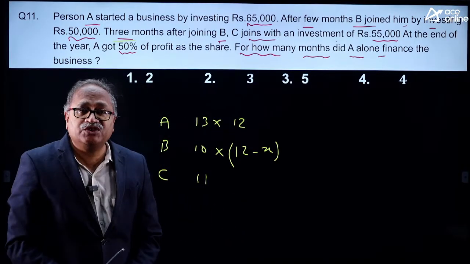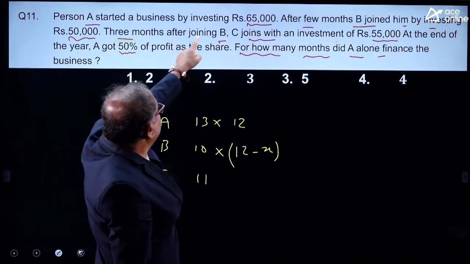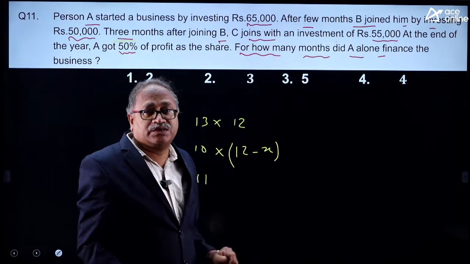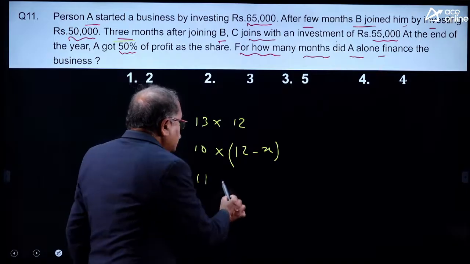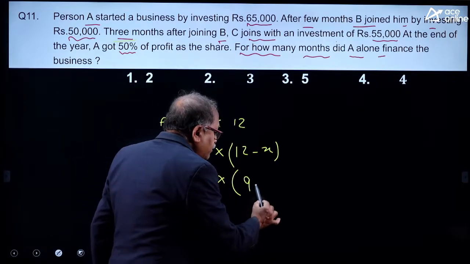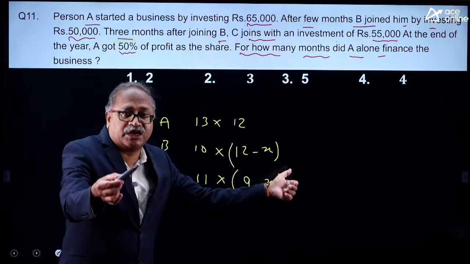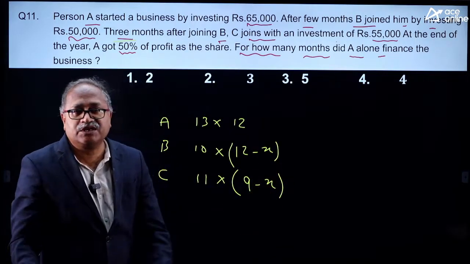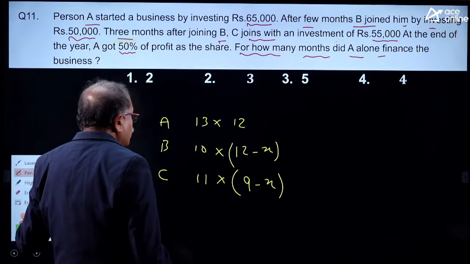After x months B joins, and 3 months after B joins, C joins. So from here I have to take out 3. So that is into 9 minus x, 12 minus x minus 3. So that comes 9 minus x. So this was the whole capital ratio.